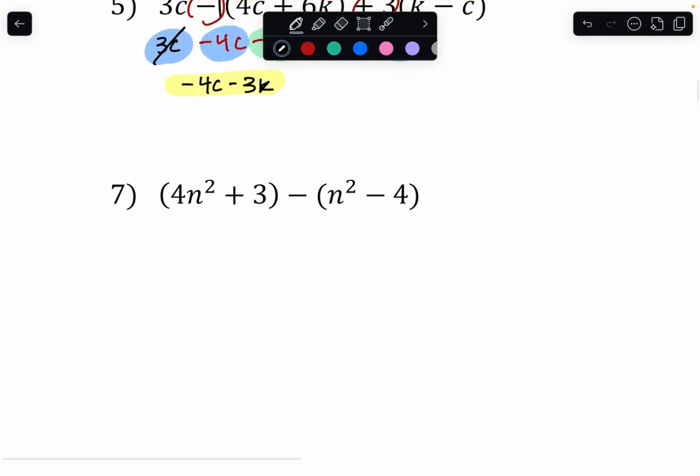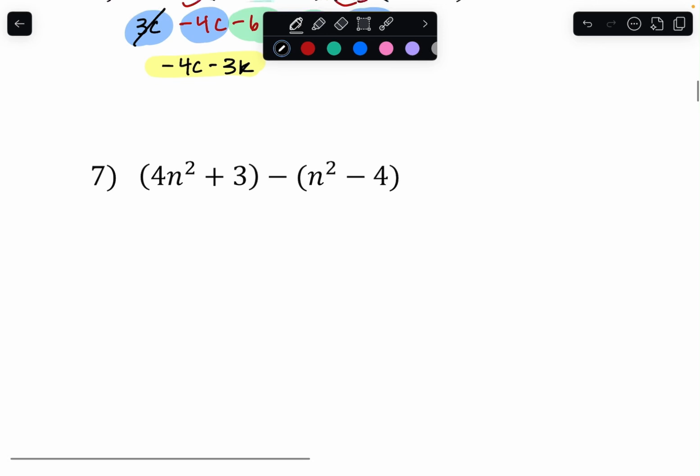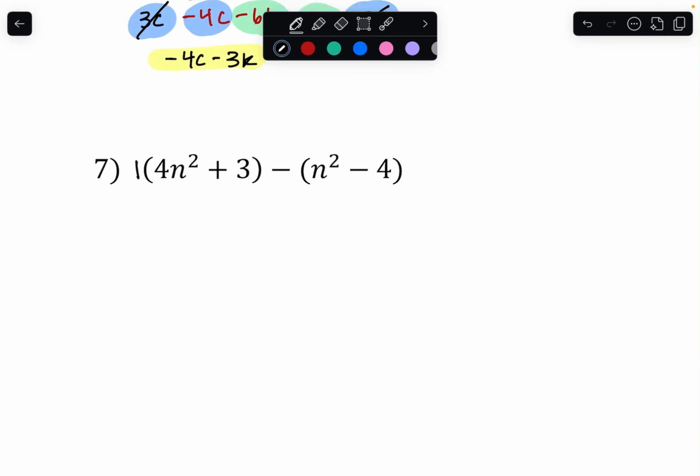Here we have 2 sets of parentheses. The first set of parentheses doesn't have a number or a negative sign, so technically we're just distributing a positive 1, which will not change anything inside those parentheses. The second example, we're distributing a negative 1.